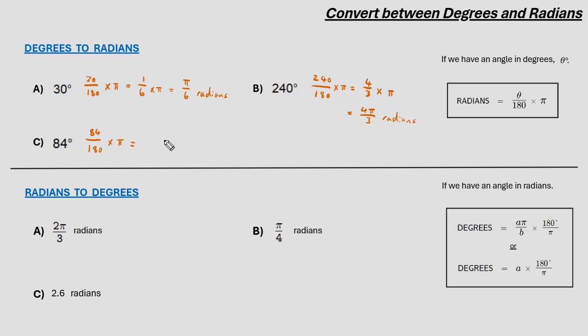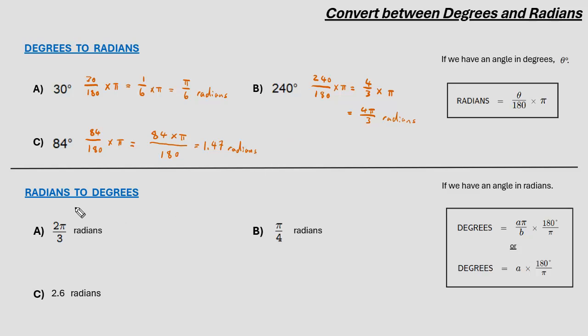So sometimes when this happens, what we can look to do is carry out the full calculation. So 84 multiplied by pi on top all over 180, and to 2 decimal places, this gives us a value of 1.47 radians. So an angle the size of 84 degrees is roughly 1.47 radians in size.